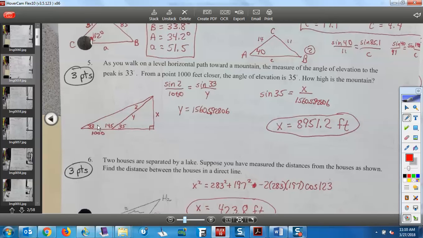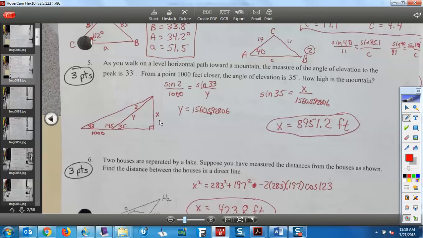We've got 33 and 145, which add up to 178. That would leave 2 degrees for this angle right here, to make 180. So the sine of 2 over 1,000 would equal the sine of 33 over y. Now, you could find this side over here, but there's no need to. The problem is you don't know this, so finding this hypotenuse isn't really worthwhile. You could find this, and then you could find this, and then you could find this down here, and finally find this.